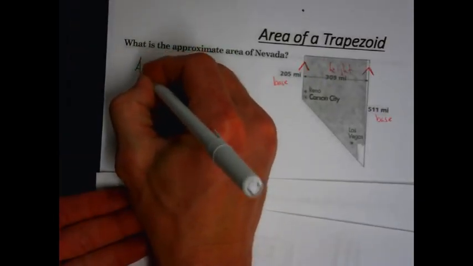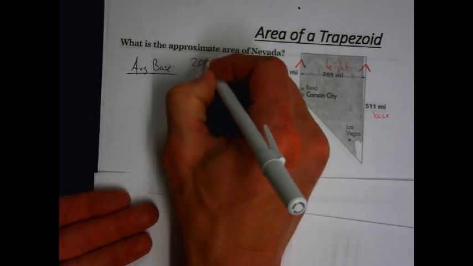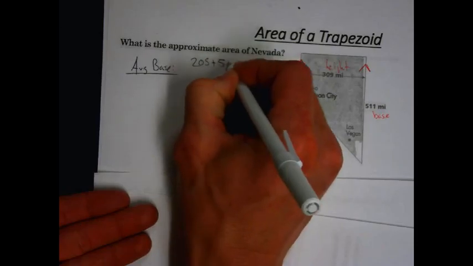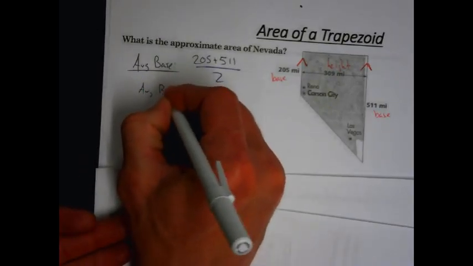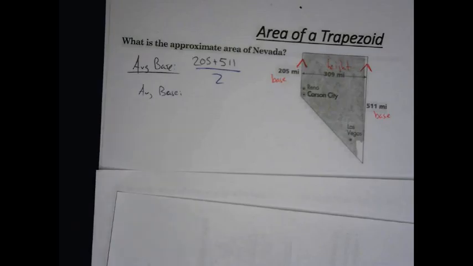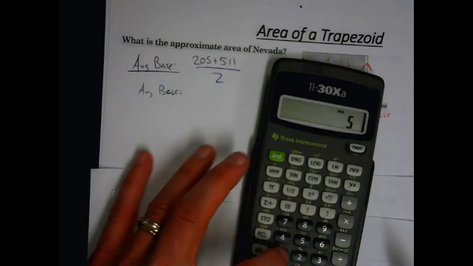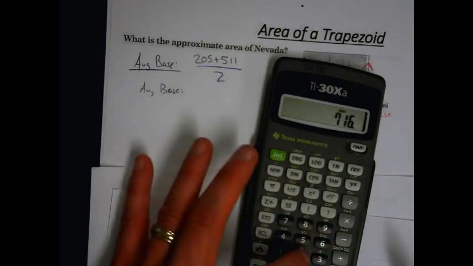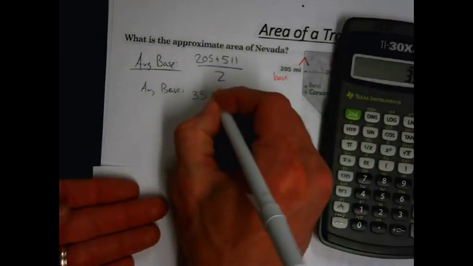It's the average base times the height. So how are we going to find the average base? We add our two bases and divide by 2. That's our average base. So it's 205 plus 511, and if we divide that by 2, we have our average base. Let's bust out our handy-dandy calculator: 205 plus 511, the equal sign, then divide by 2, and the equal sign. So it's 358 miles. The average base is 358 miles.